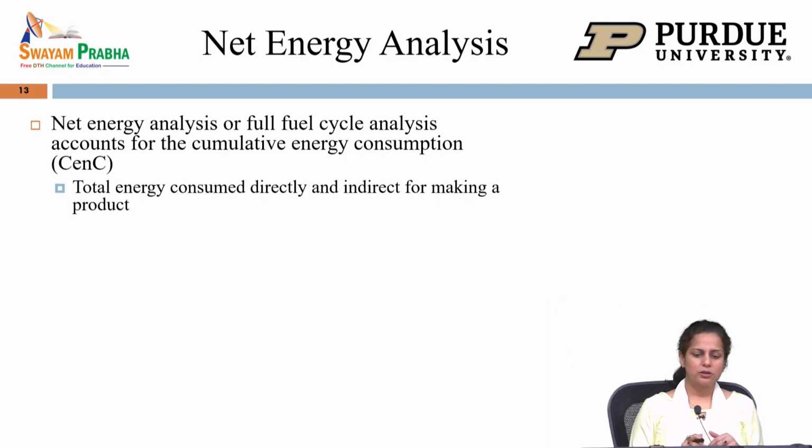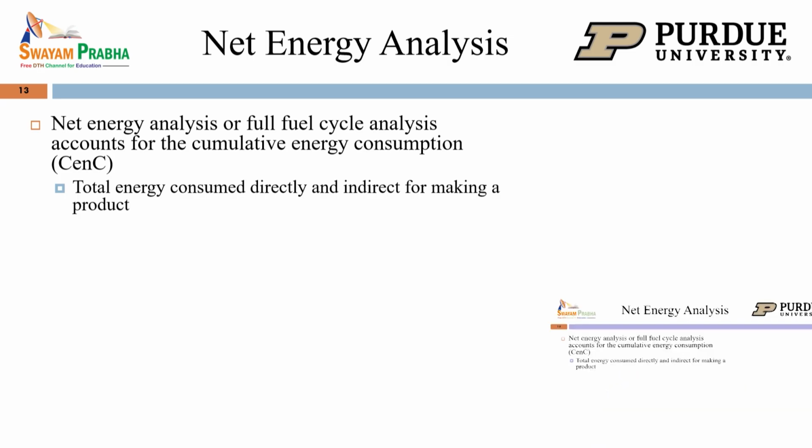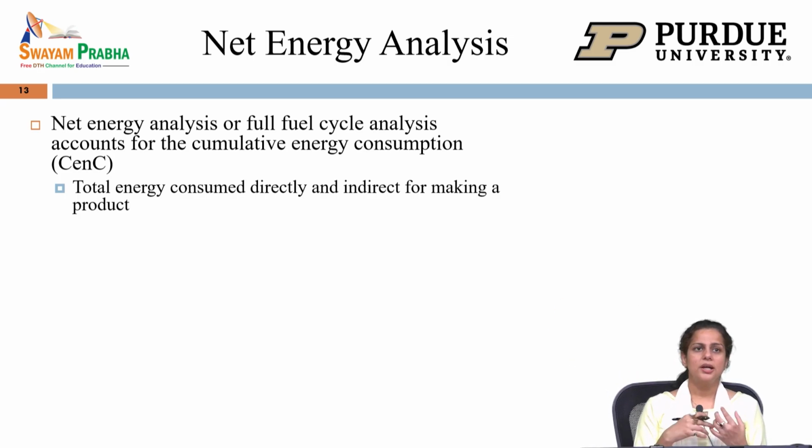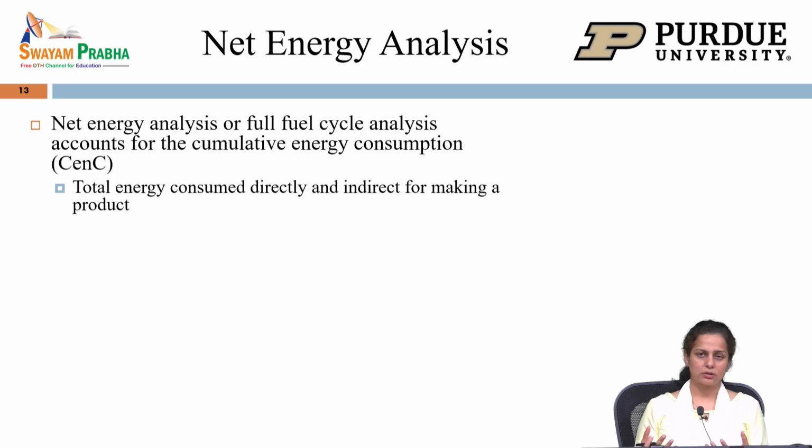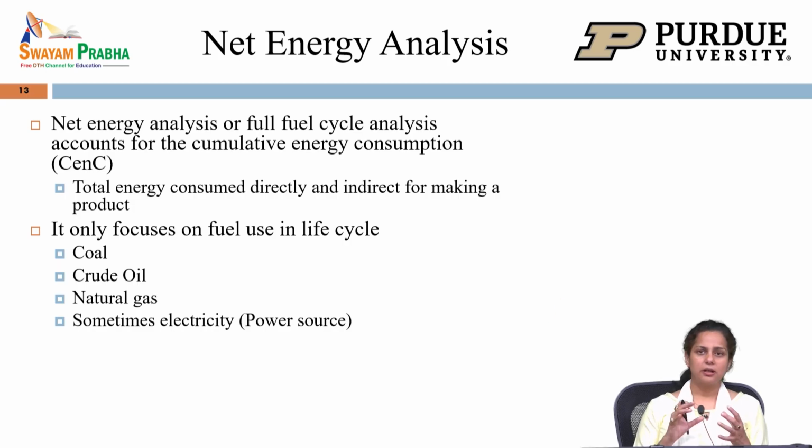Okay. So, let us look at the net energy analysis. In the beginning we saw that the net energy analysis is total for the process, it is EP minus the processing energy. Here in this case we call it the cumulative energy consumption for the life cycle, and it is the total energy consumed directly and indirectly for making a product. So, instead of making that difference, we are calculating it as total energy consumed, and it will only focus on the fuel used in the life cycle.